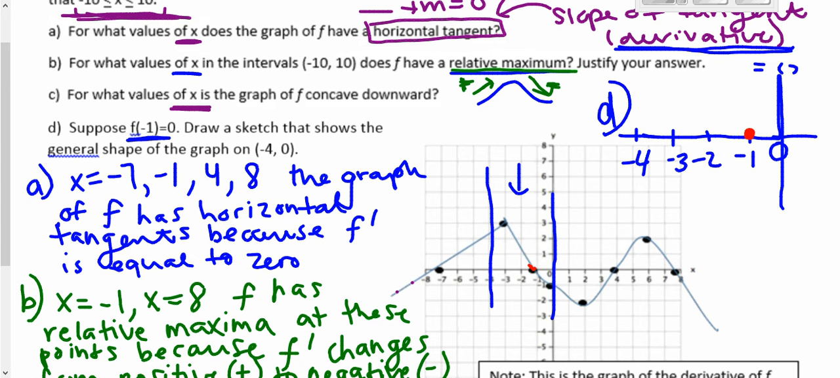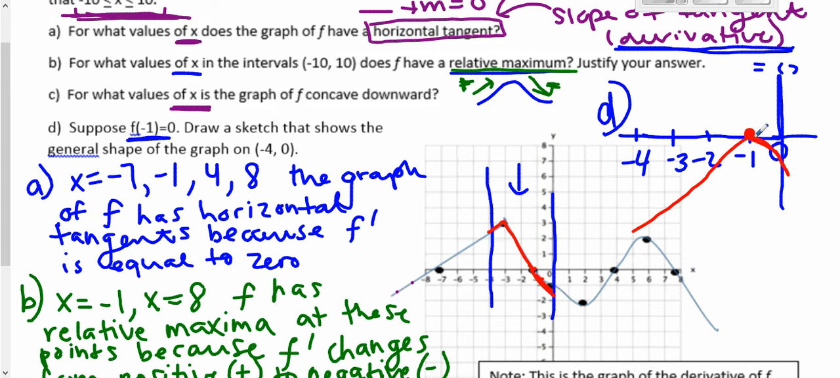On the left, over here, our graph is all positive. So our derivative is positive. So our graph is increasing. Remember, that happens from left to right like you're reading a book. So from -4 to -1, it is increasing. So it's going to be going up to that number. And then it goes below from -1 to 0. So that's going to be decreasing.